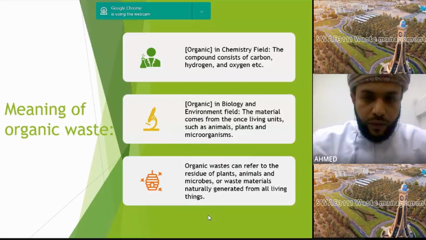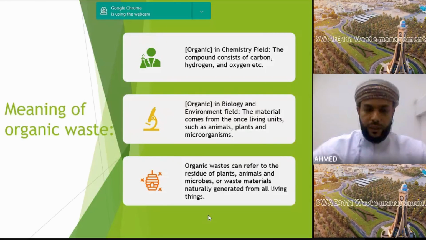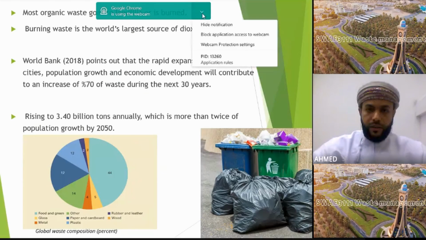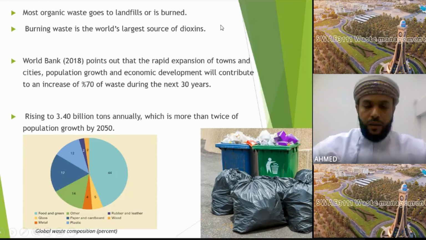So, what's organic waste? Organic waste is any waste that contains materials originated from any living organisms. The chemist people said any compound consisting of carbon, hydrogen, and oxygen. Biologists said the materials come from once living units. So all these meanings end up with any waste originated from living organisms. This waste will end up in landfills to decompose, or it will end up in the incinerators.